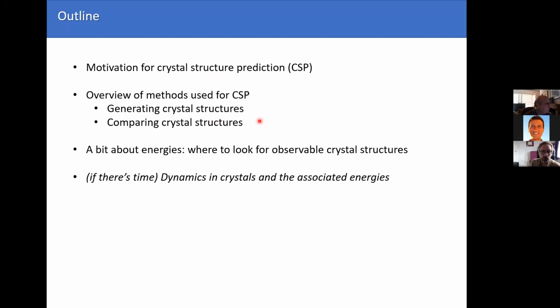I'll spend probably most of my time speaking about methods, and I thought the bits of the methods for structure prediction that would be most useful to speak about would be how we generate crystal structures, sort of trial structures that may correspond to what we observe when we make and crystallize a molecule, and a little bit about comparing crystal structures, because I know we have some people in the meeting who are interested in this. I'm also going to talk a bit about energies, because this guides us towards looking at where on these landscapes of predicted structures we end up observing the ones that we observe in the lab. And if I have time, then I'll speak just very briefly about dynamics in crystals.